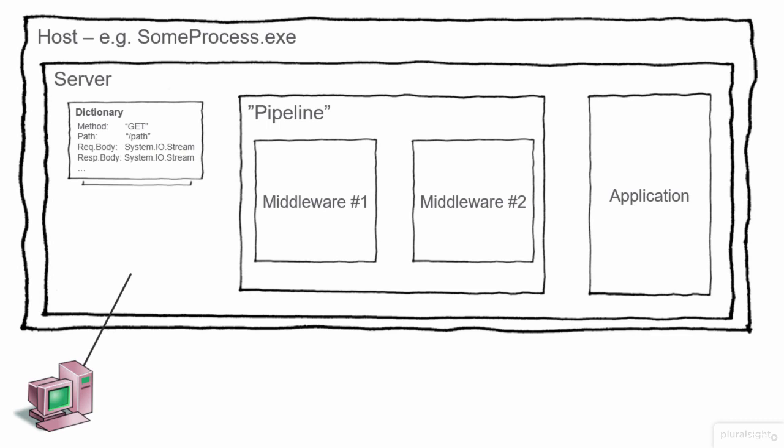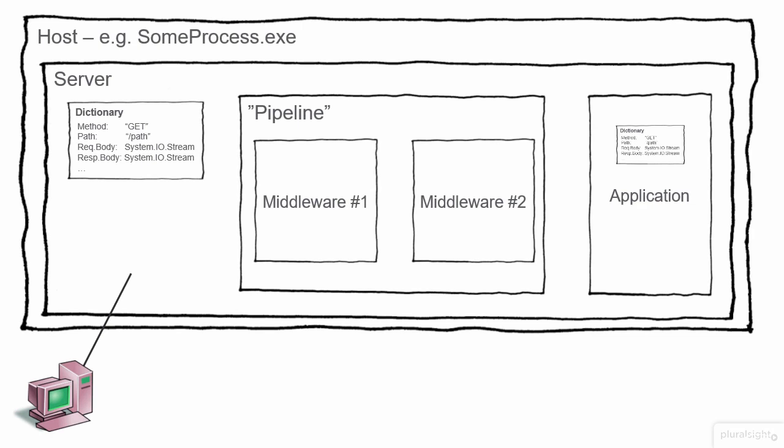The server then passes the environment dictionary to the first middleware in the pipeline using the app func. It then uses the return task to wait for the application to signal that it's done with its processing. The middleware then inspects the dictionary and makes whatever changes it is supposed to do to it, or executes whatever other functionality it's supposed to execute based on the information inside that dictionary. Once the middleware is done doing its thing, it passes the dictionary on to the next middleware in the pipeline that does its thing, and then passes it on. And it keeps on going like that until it reaches the application.